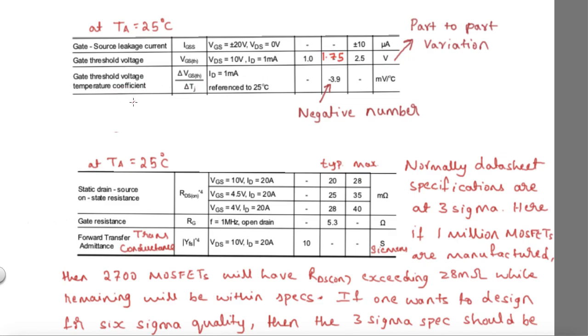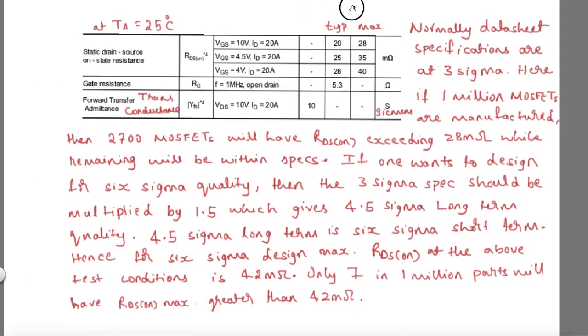Gate threshold voltage temperature coefficient, delta VGS(th) divided by delta TJ, for ID of 1 milliamp referenced to 25 degrees Celsius is minus 3.9 millivolt per degree Celsius. It's a negative temperature coefficient for gate source threshold voltage. Static drain source on resistance RDS(on) at VGS equal to 10 volt and drain current of 20 amps is typical 20 milliohms and maximum 28 milliohms, and at lower gate source voltages the RDS(on) will be higher.